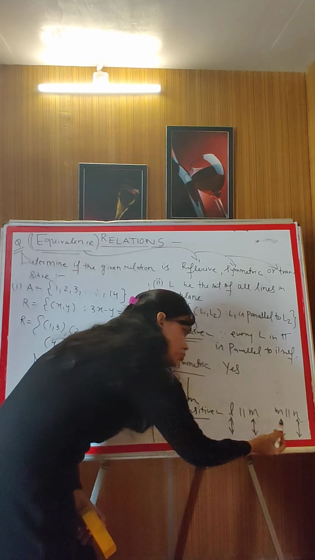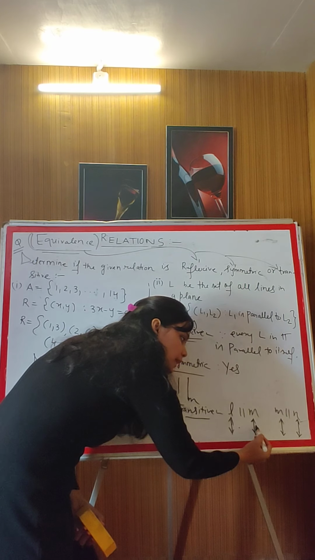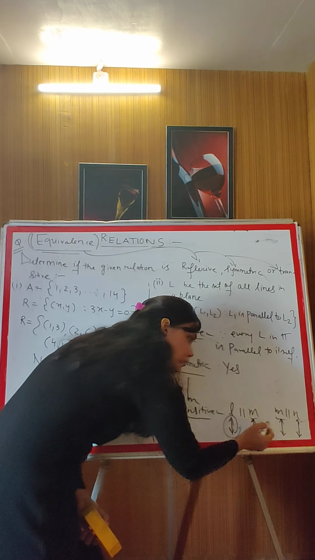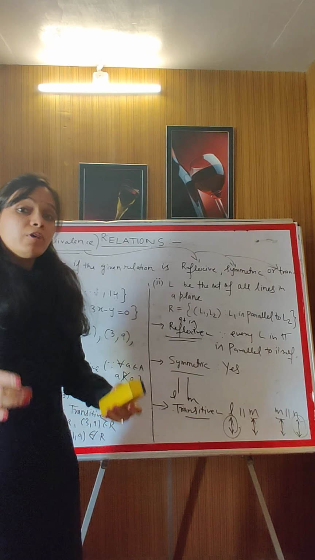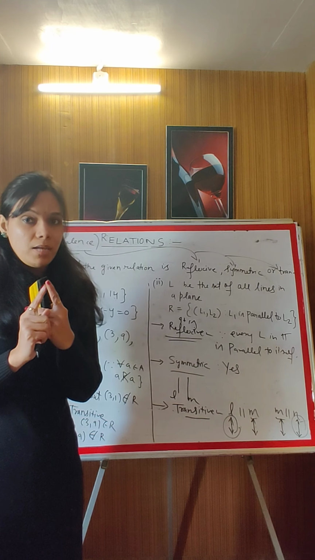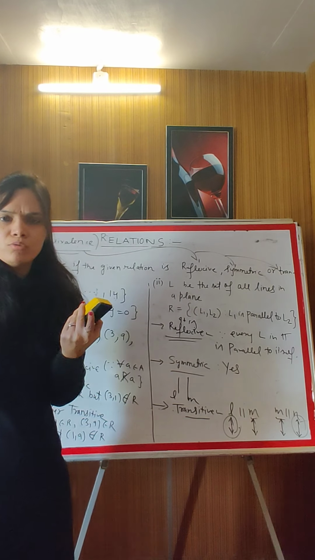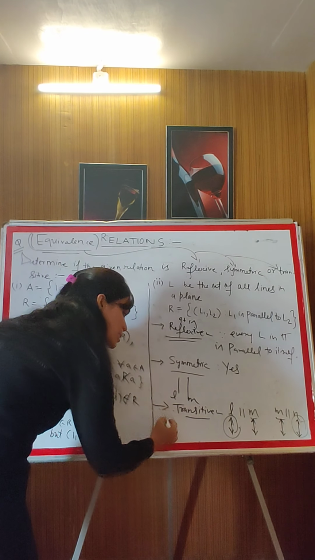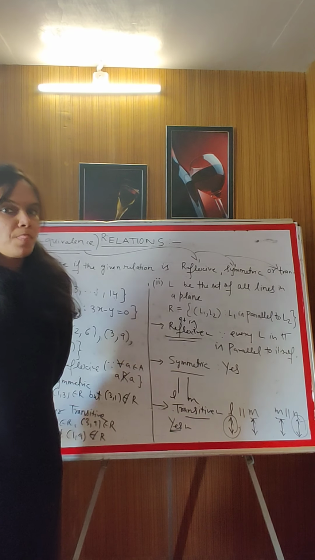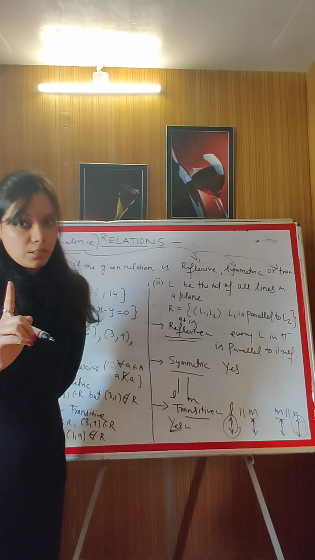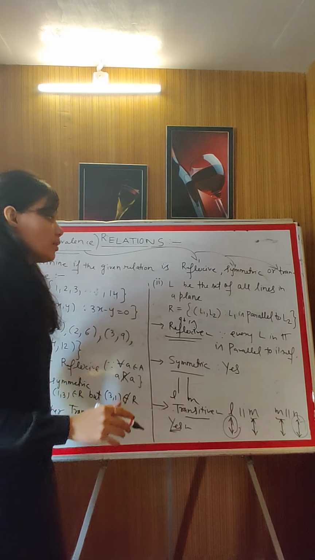Since these two lines are parallel to the same line, will they not be parallel? Yes. If two lines are parallel to the same line, then the other two lines are also parallel to one another. Therefore, it is transitive also.